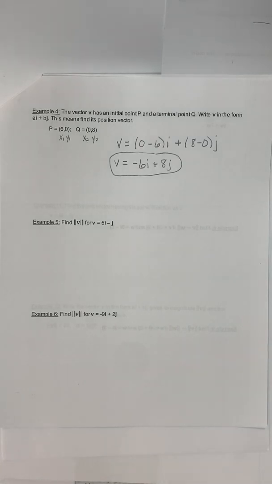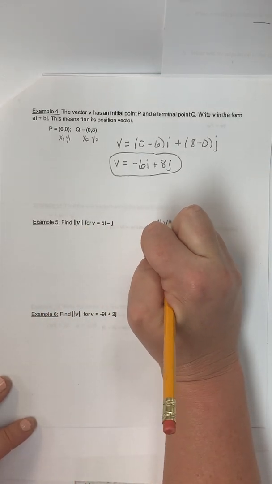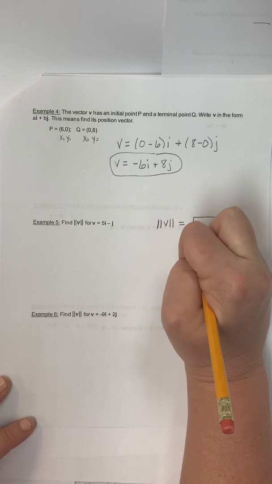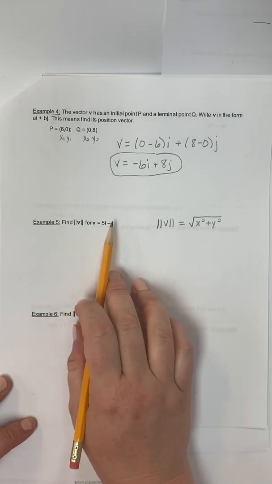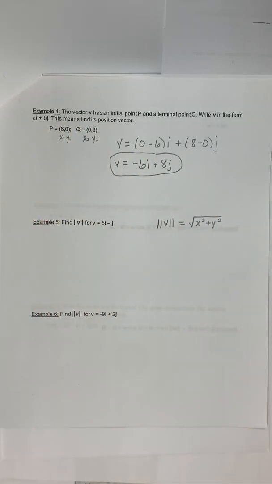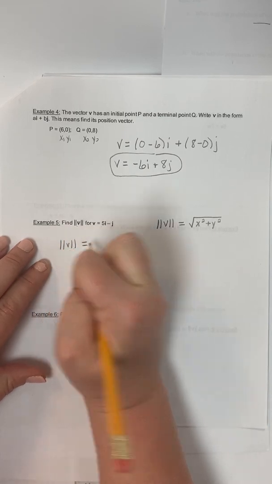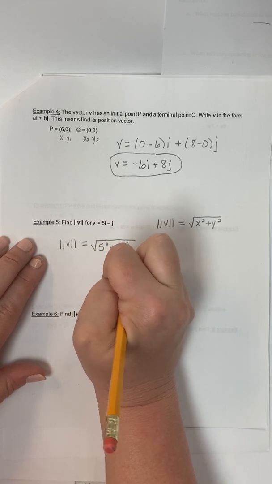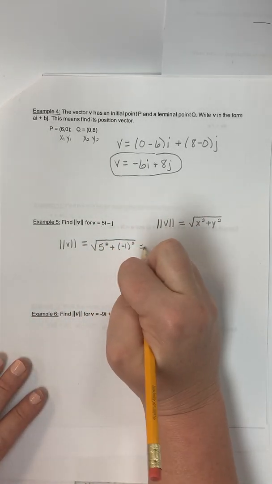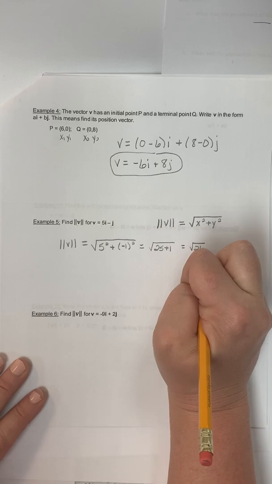All right, so next up on the agenda here, magnitude. So remember, the magnitude of your vector is just going to be the square root of x squared plus y squared. Now your book likes to call these a's and b's, but I think introducing a whole other letter at this point is kind of silly. So I always call them x's and y's. Okay, so the magnitude of v is going to be 5 squared plus negative 1 squared. That's going to be 25 plus 1. That's the square root of 26.